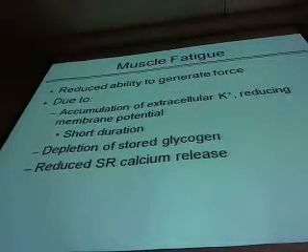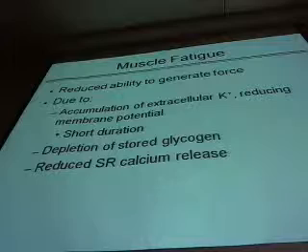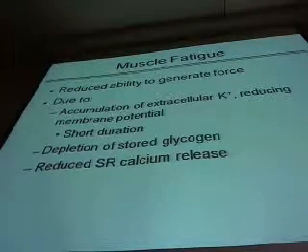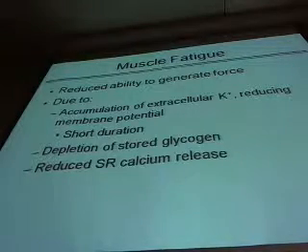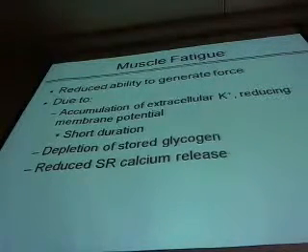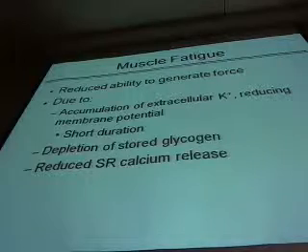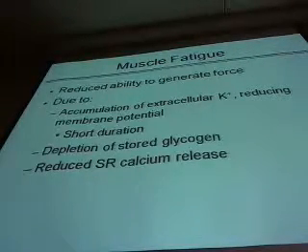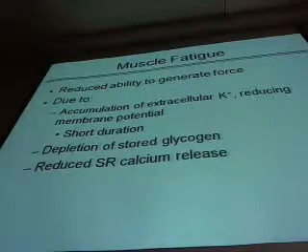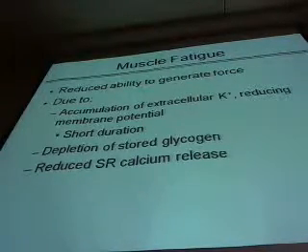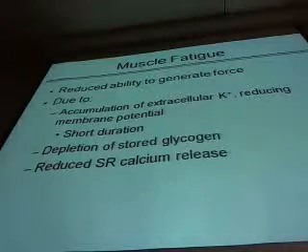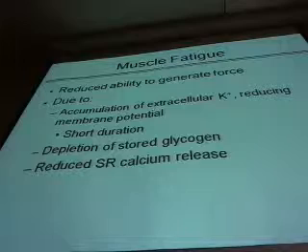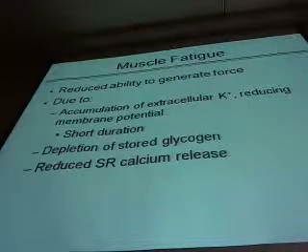Muscle fatigue is the reduced ability to generate force, the reduced ability to lift anything. One, you accumulate extracellular potassium, reducing the membrane potential. You deplete your glycogen. You have reduced sarcoplasmic reticulum calcium release. Everything here is just getting used up, which is why you're fatigued. The resources have been used up.